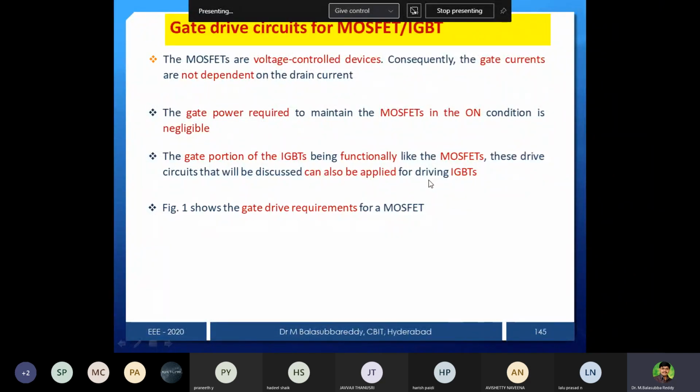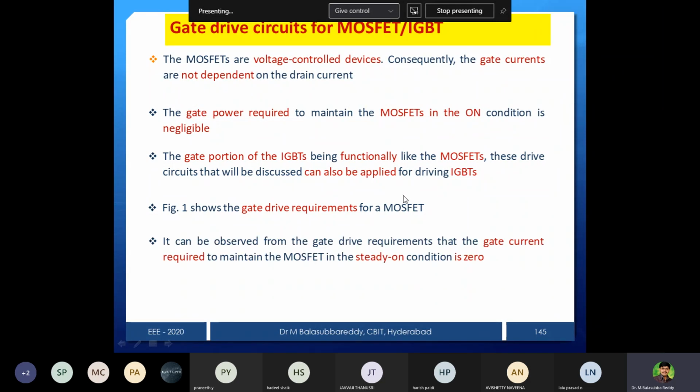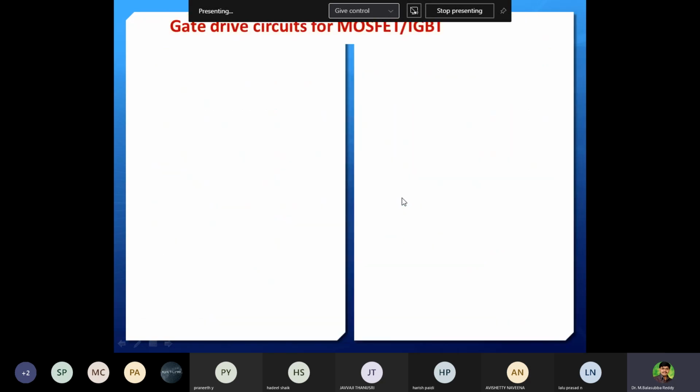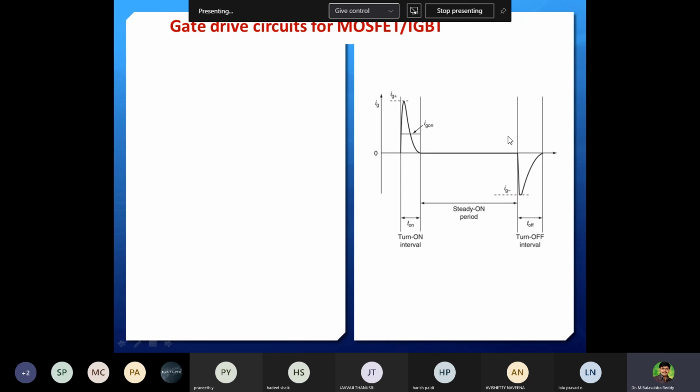Now we'll see them one by one. I will show some of the driver circuits of MOSFETs. You can observe that the gate current required to maintain the MOSFET in the steady on condition is 0. Now there is a small gate current representation here. Gate circuit energy is used only to turn on and turn off the MOSFET. So here IG is the current. IG plus is for the turn on process and IG minus is for the turn off process. Under steady state condition the current is not required once the device is on.